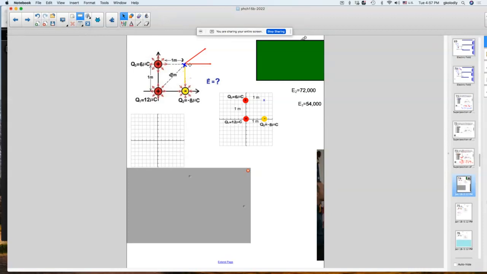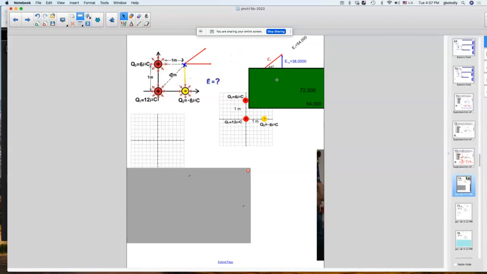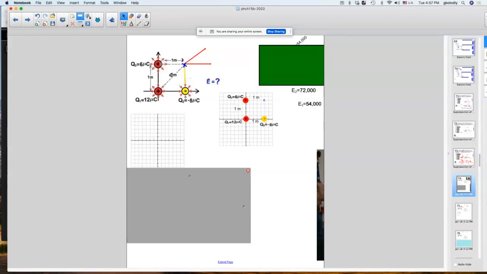Now, again, the electric field is given by the same equation. E is equal to KQ over R squared, where R is 1. For Q3, R is 1. For Q2, R is 1. But for Q1 here, R is not 1. It's the square root of 2. That comes from the Pythagorean theorem. This squared plus that squared equals that squared.